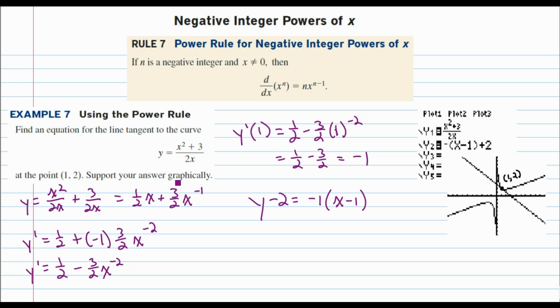And we want to support that graphically. So what I did was I graphed the original equation in y1, and then I graphed what my tangent was in y2. I just added 2 to both sides to be able to graph it. So I put in y1, negative 1, and then x minus 1 plus 2. Graphed it and made sure that they intersected at the point 1, 2, because the line is supposed to be tangent to the curve at 1, 2. And it is.